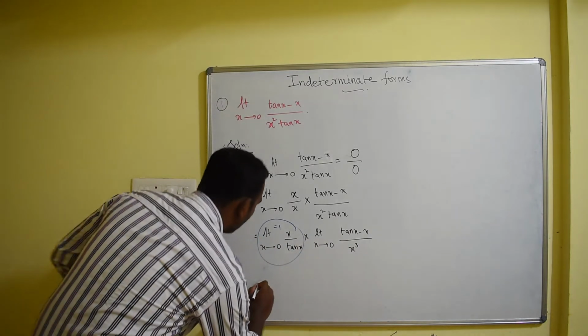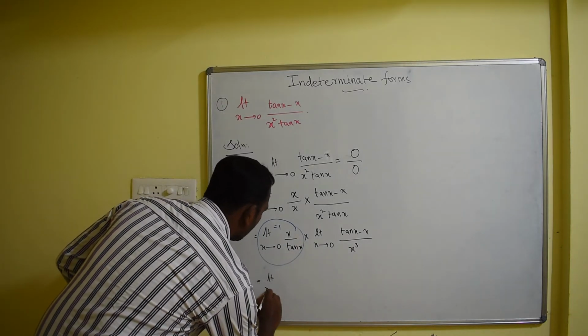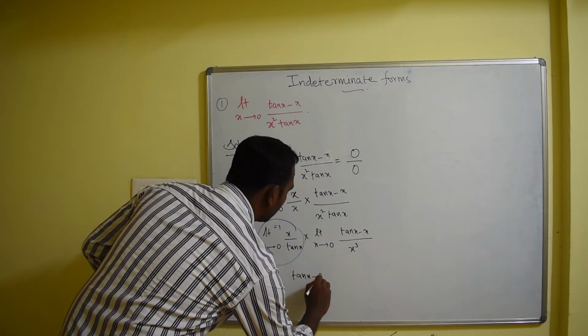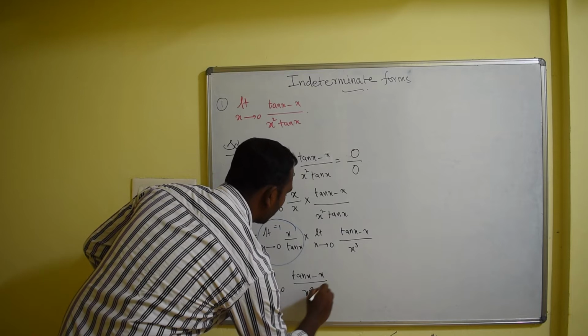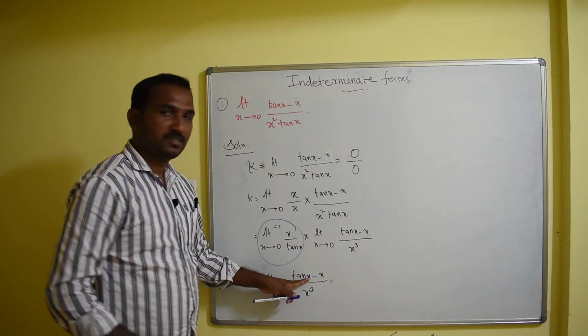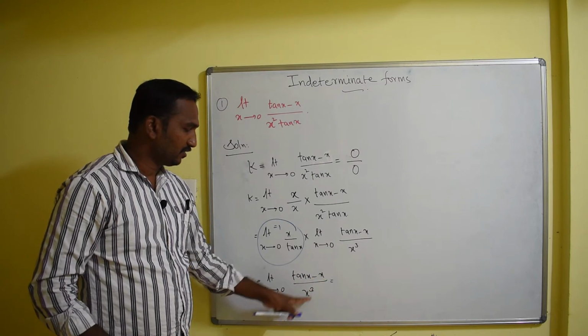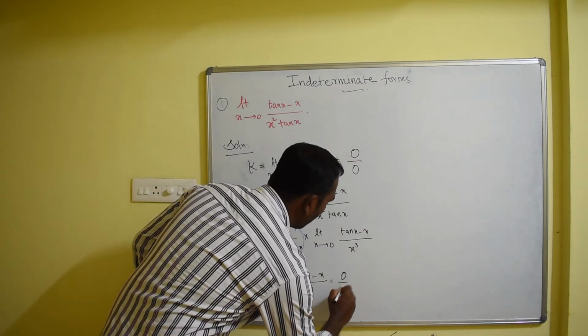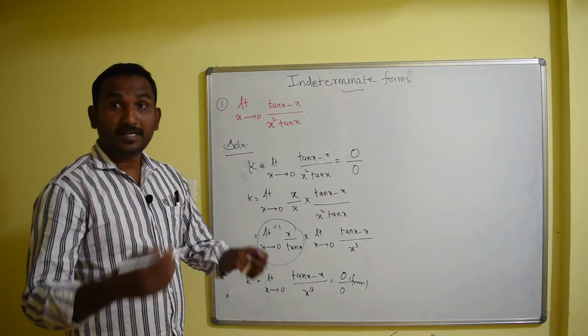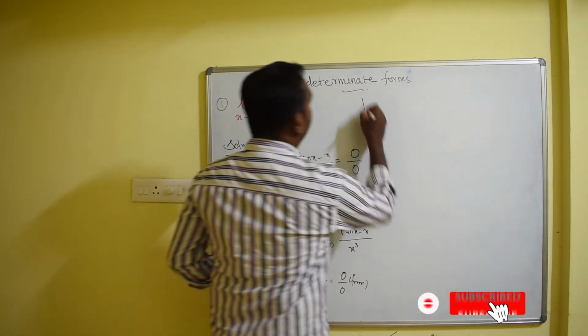Now this is equal to limit x tends to 0 of (tan x minus x) divided by x power 3. Now again substitute the limit, what happens? tan 0 will become 0, and again here is 0 divided by 0. Now again 0 by 0 form, this is also an indeterminate form. Now we can apply the L'Hospital rule, correct?